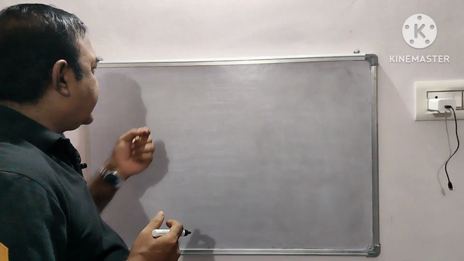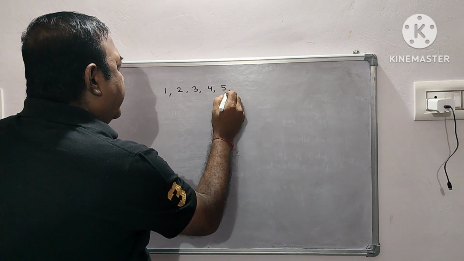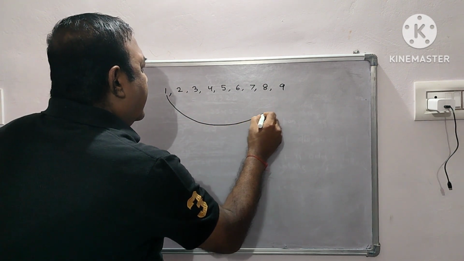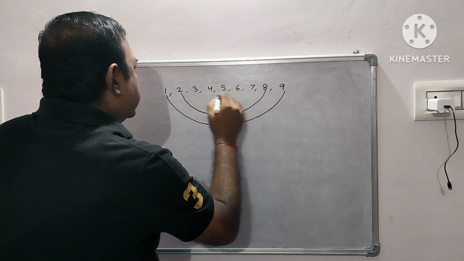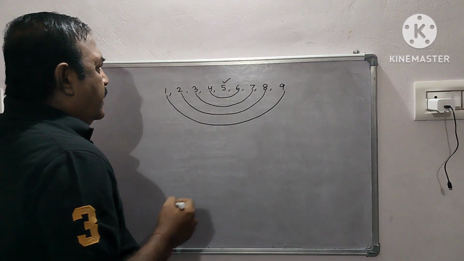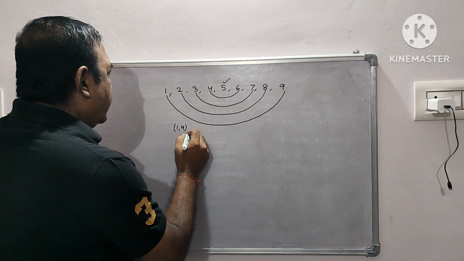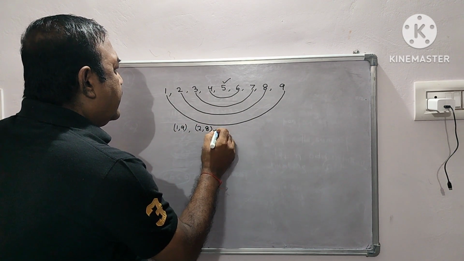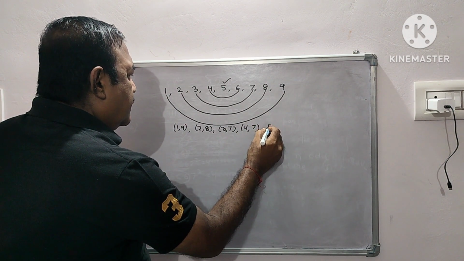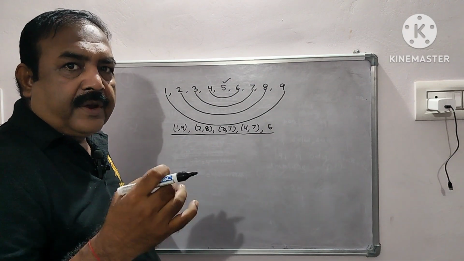So you see some interesting results now. Suppose 1, 2, 3, 4, 5, 6, 7, 8 and 9, and you see 1, 9, 2, 8, just to correspond like this, 3, 7, 4, 6, and it is 10. So you make pairs: 1 and 9 is one pair, 2 and 8 is another pair, 3 and 7 is another pair, 4 and 6, and the rest one number is 5. So you see an interesting phenomenon.